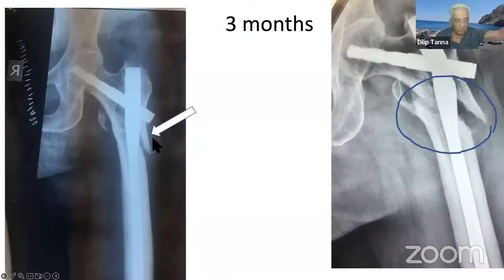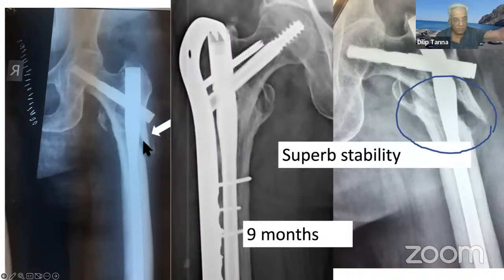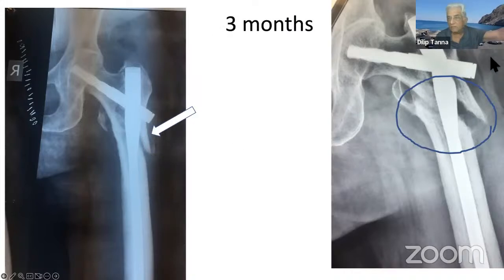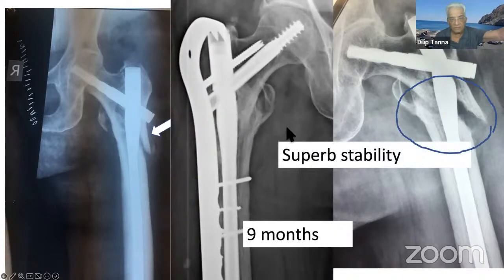Now, this is a very common sight. When this piece is a long piece there, you pass a screw, and this always breaks down. Once it breaks down, the construct is very poor. This breaks down here, and this is the reason the nail breaks down. This is a very poor construct. So there is no point in that. And you can see this can be very well treated with the adjuvant plate, and then the fracture heals up with superb stability. So why not, without any doubt, on day one, do this?